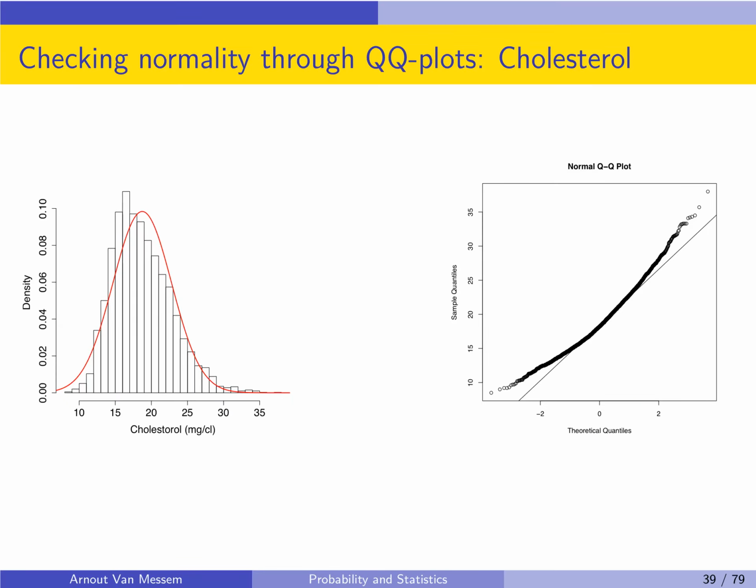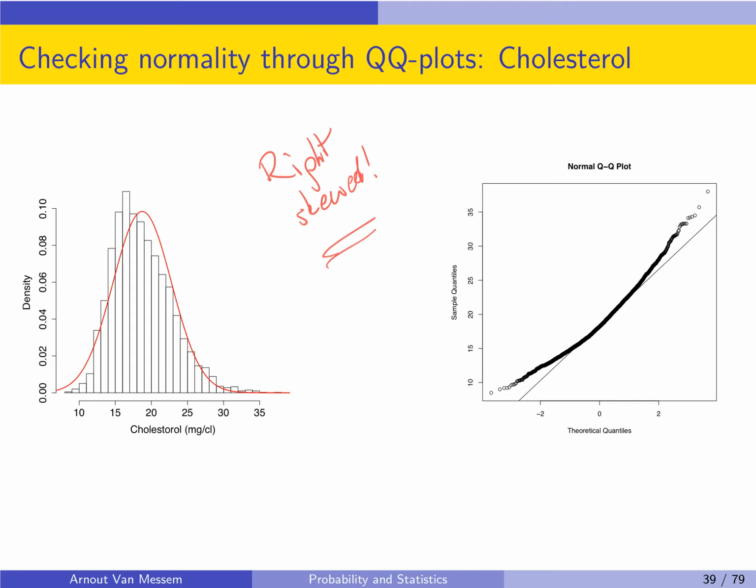So if we look at the QQ plot for cholesterol, what we see is that the left tail moves upwards and also the right tail moves upwards. This was an indication of a right-skewed distribution, which also corresponds to what we have seen in the histogram before. So the histogram is clearly right-skewed. The right tail is a lot heavier than the left tail.